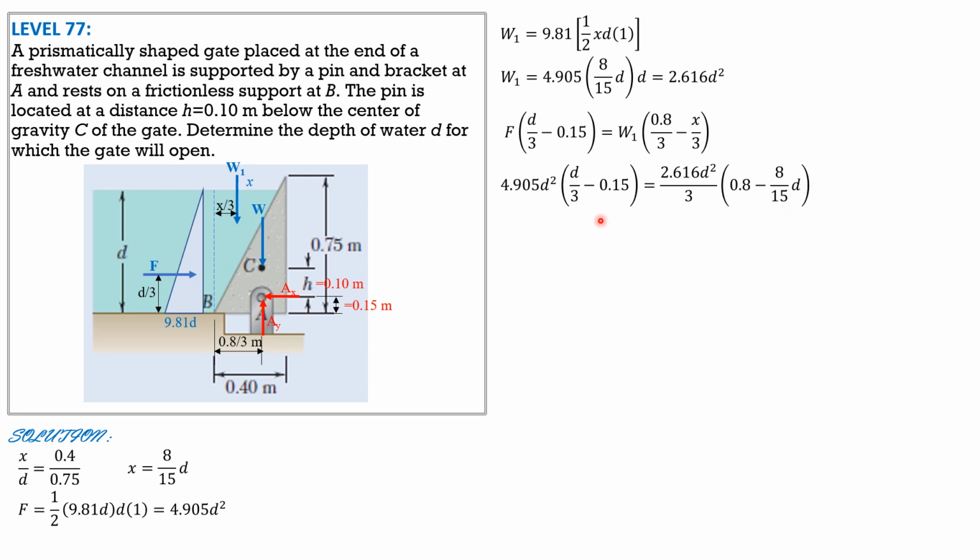So next we cancel d squared and distribute. 4.905 d over 3 is 1.635d, then 4.905 times 0.15, negative 0.73575. Then here, 2.616 over 3 times 0.8, 0.6976. Then 2.616 over 3 times 8 over 15, negative, so negative 872 over 1875 d. So take note, in this equation only d is the unknown, so we can solve for d. d is equal to 0.6825 meter.